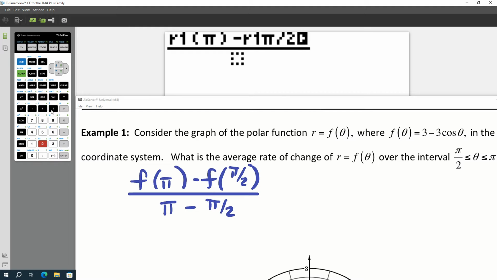I think my battery in my mouse is dying. All right, you guys can go ahead in the denominator. I'm having issues. In the denominator, do pi minus pi over 2.